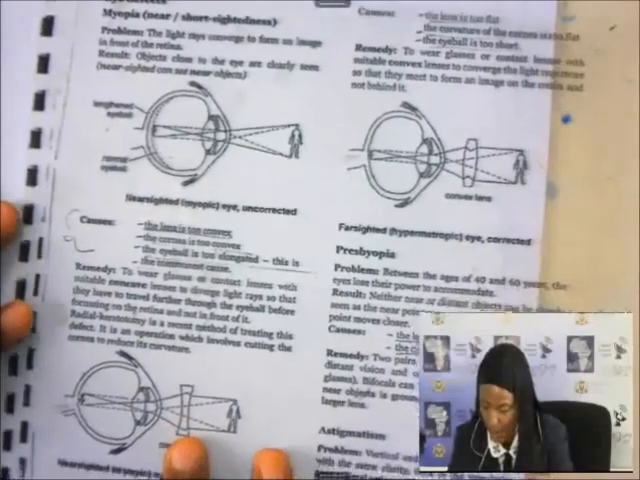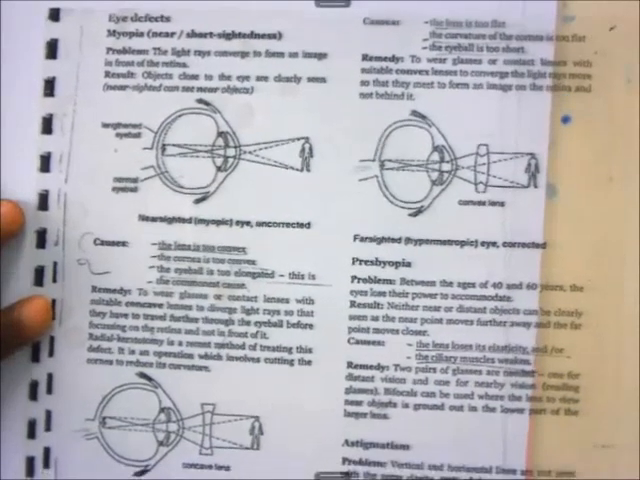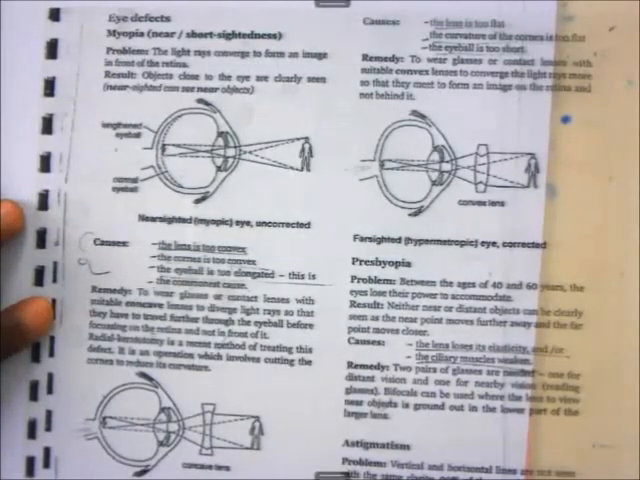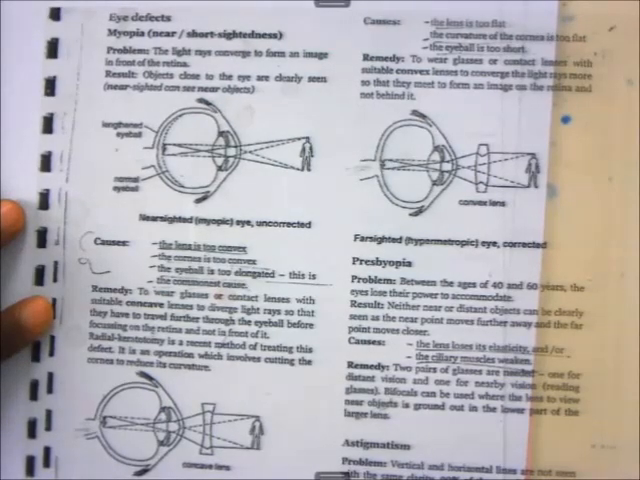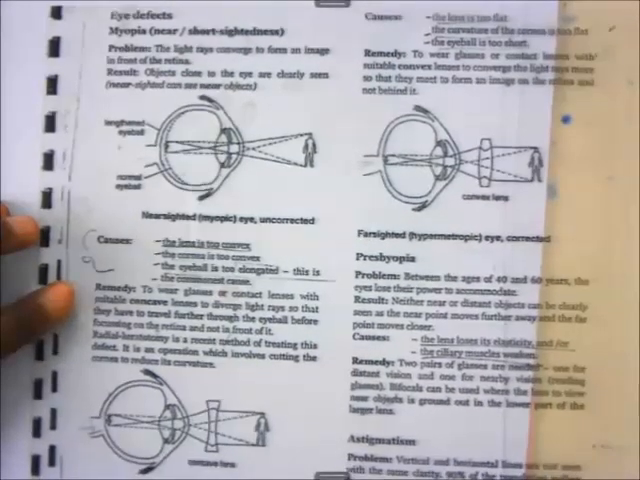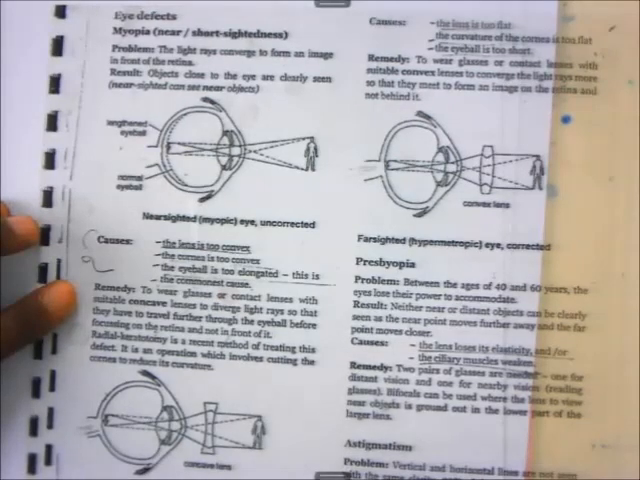So now we are going to talk about a number of the eye defects. The first eye defect that we are going to talk about is a condition called myopia. If you don't want to say myopia, you can say near or short-sightedness. When do we say a person suffers from myopia? We say that a person suffers from myopia if this person is able to see the nearby objects clearly, but the distant objects are not clearly seen.